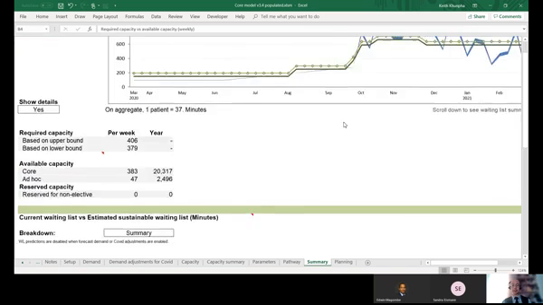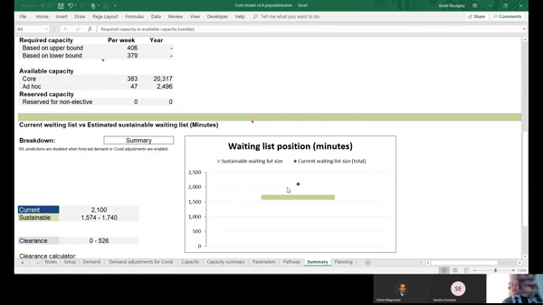The second thing that you'll see here is your waiting list position, and what you'll be wanting to see is your sustainable waiting list size, how big it should be, the size that is consistent with delivering care within the time frame that you need versus what you actually have. So obviously, if your current waiting list size is above your sustainable waiting list size, there's a risk that your patients may be waiting longer than you want them to be.